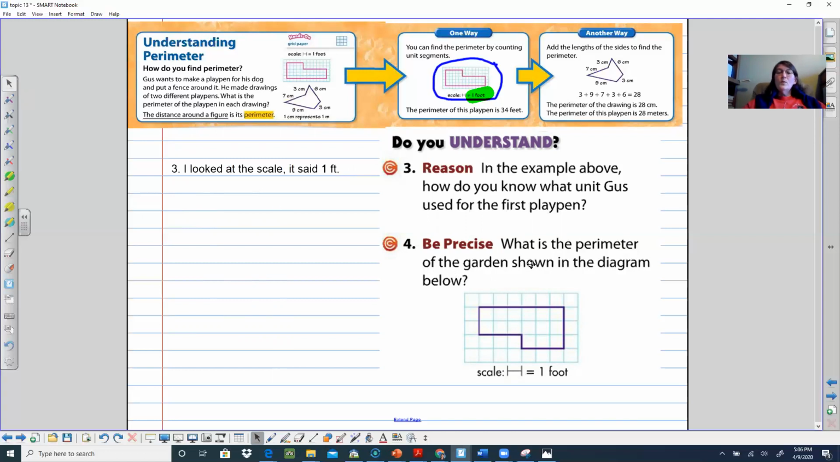Number 4, what is the perimeter of the garden shown in the diagram below? This is not very big. I can do tick marks or I can label them. I'm going to use the tick mark strategy because it's a nice small shape, but I am going to write a number 4 over here.